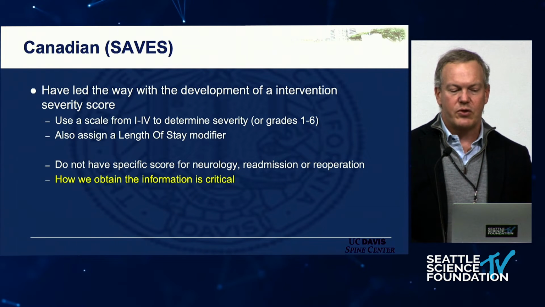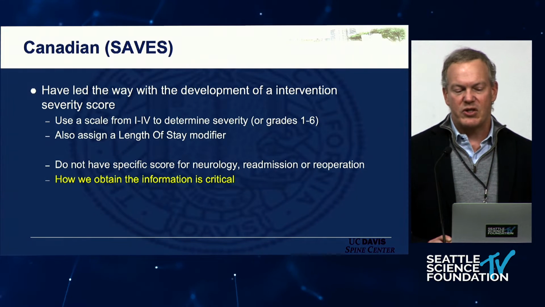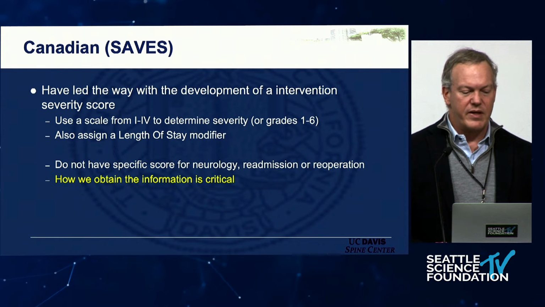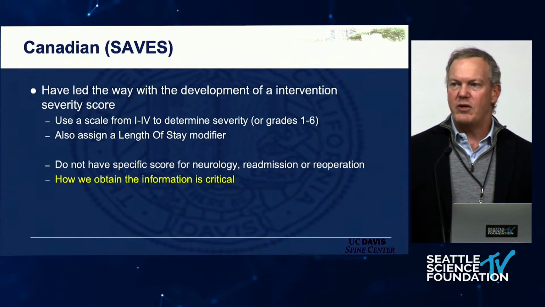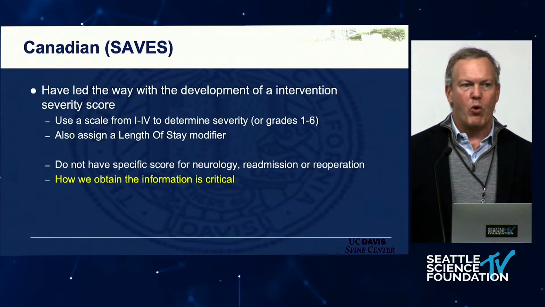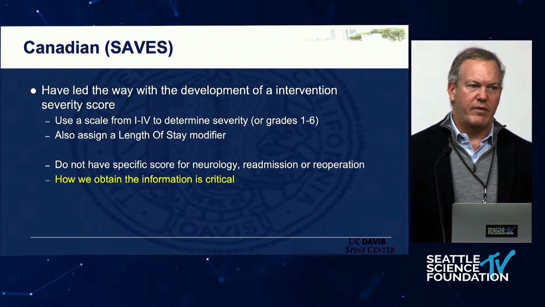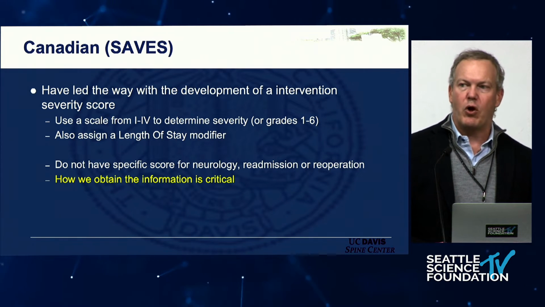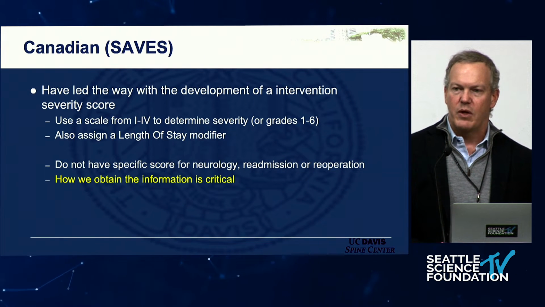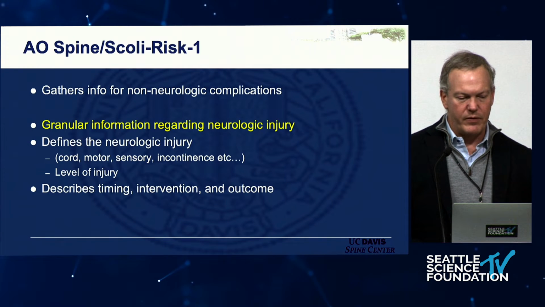The Canadians started off with SAVES. This was John Street's work, where he looked at an intervention severity scale from 1 to 6, and also a length of stay modifier. So complications that made you stay in the hospital longer were more impactful for you, for the patient, and for the payer. The one thing they noted was that if you go back and look at complications retrospectively, you miss a lot of complications. So you really need to keep track of this longitudinally, as it's happening in front of you.